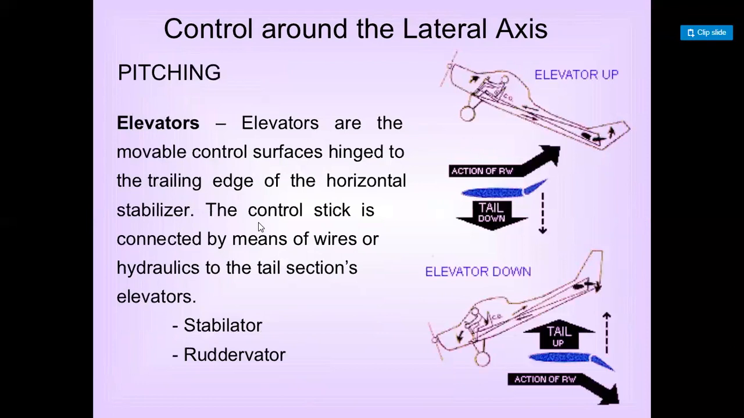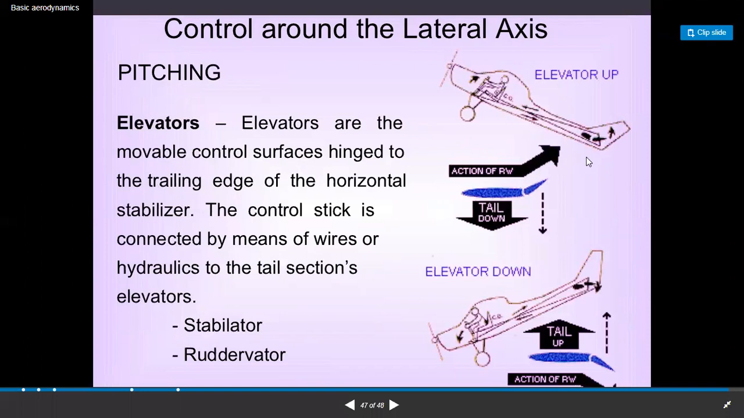They are called elevators. We can see it's the horizontal tail. Elevators are the movable control surfaces hinged to the trailing edge of the horizontal stabilizer. The control stick is connected by means of wires or hydraulics to the tail sections. So you can see that when it is applied, these elevators produce the motion of pitch up and pitch down to the aircraft.